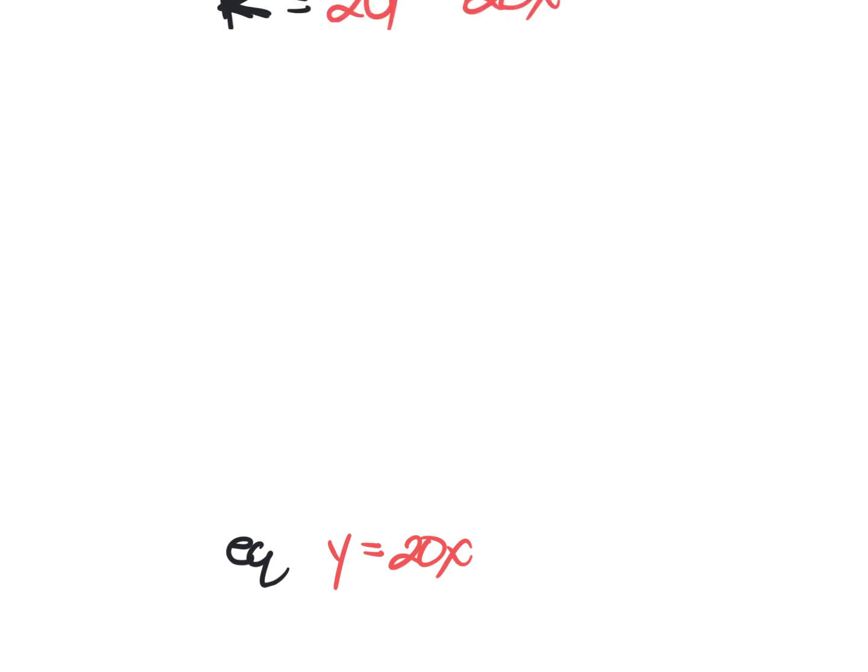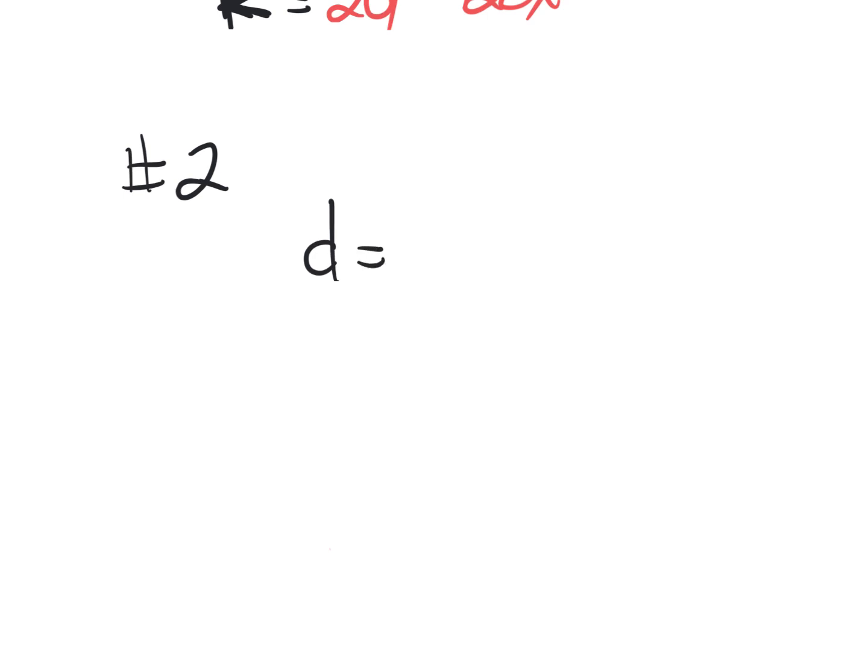All right, question number 2. Let me erase this. It says we have a car going down the road, and it is represented by the equation D equals, let's say, 40t, where D equals distance and T equals time. Okay, so part A wants to know how far the car is going to travel in 1 hour.